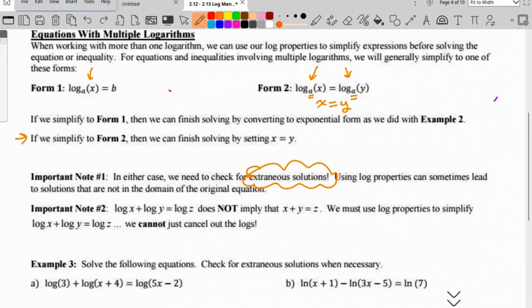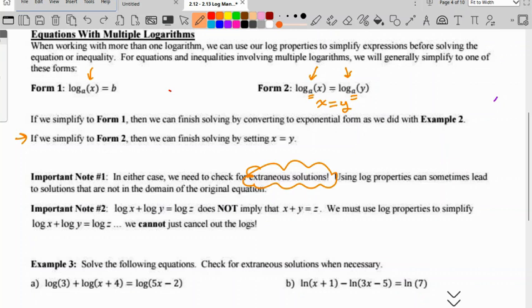Remember, we just talked about our base has to be positive and the number we're taking the log of has to be positive. The argument has to be positive. Okay, so we're going to be careful that when we plug x back in, our base is positive and the number we're taking the log of is positive. Using log properties can sometimes lead to solutions that are not in the domain of the original equation. So we'll check those.